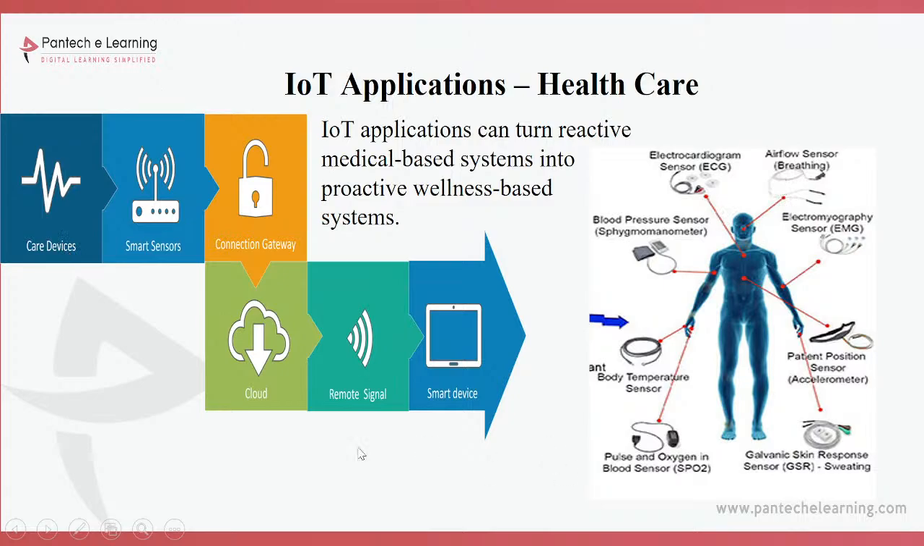So the levels you can see here: care device, smart sensors, connection gateway, cloud, remote signal, smart city device. Connection gateway is nothing but access to the cloud. If you are using Wi-Fi or mobile internet, mobile to the cloud we are connecting now, that is the connection gateway. We have to give the permission access, like that.